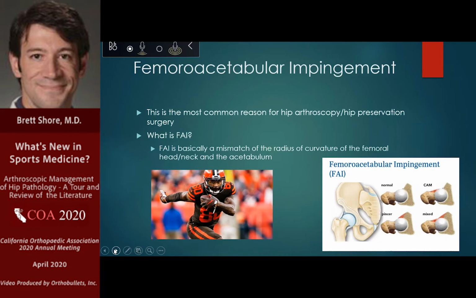Femoroacetabular impingement. So this is the most common reason for hip arthroscopy and hip preservation surgery in general. What is FAI? So FAI is, at its base, essentially a mismatch of the radius of curvature of the femoral head-neck junction and the acetabulum.